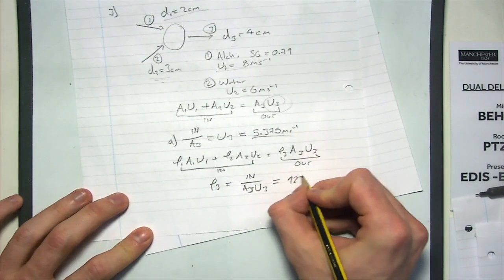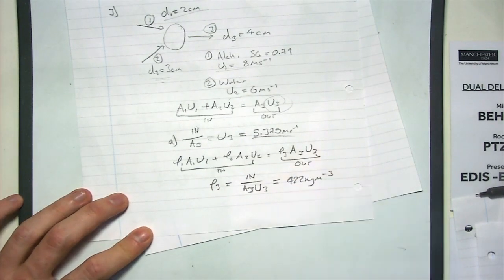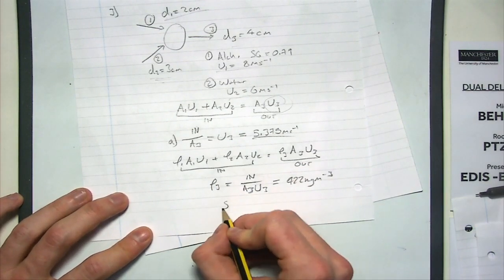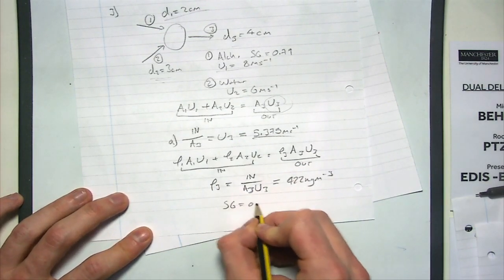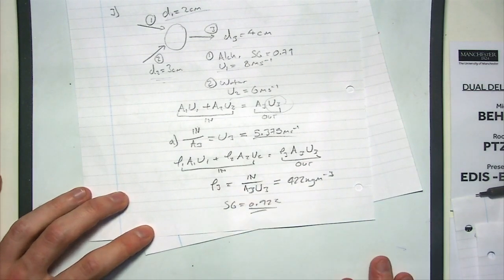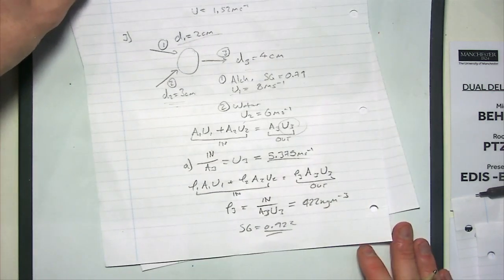922 kilograms per meter cubed, which is quite close to water, I think, and you know how to do specific gravity. That gives us a specific gravity of 0.922. Are we happy with what we've done there? If you're confused, please say. We're going to move on to question 4 now. But are we all happy? Okay.